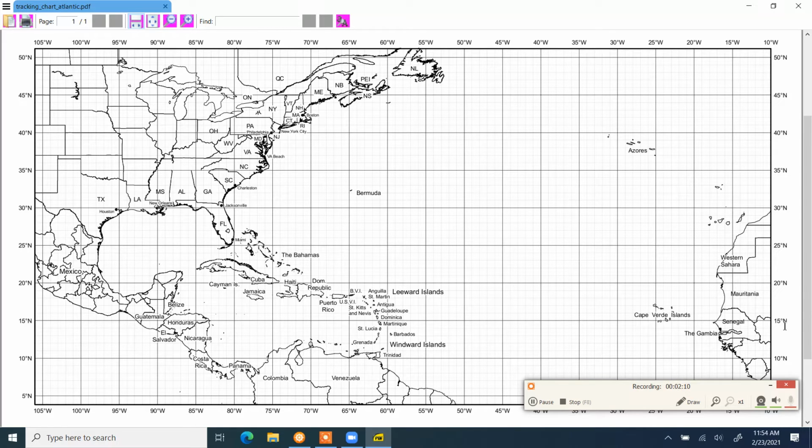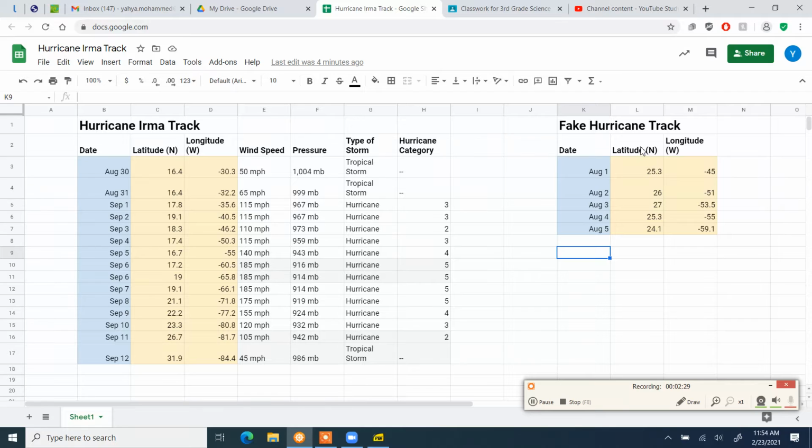Look at this: 15N, 20N, 25N, 30N, and so on. All the numbers that have an N are for latitude, north. And over here you have W. So these numbers in the first column have to do with north, and the ones in the second column have to do with west. So let's plot this first one, 25.3 north and 45 west.